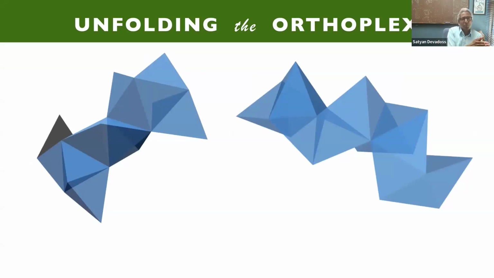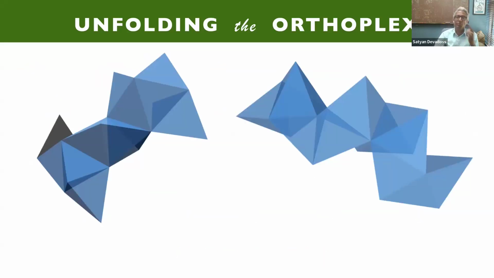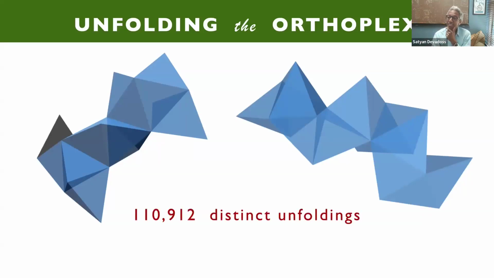Remember, there are 11 unfoldings of the cube and 11 unfoldings of the octahedron, and there are 261 unfoldings of the 4D cube. Does anyone have a guess as to how many unfoldings of the 4D octahedron there are, the 4D orthoplex? You can guess in your minds if you want. The answer is 110,000, right? So I thought it was kind of in the 200 range.